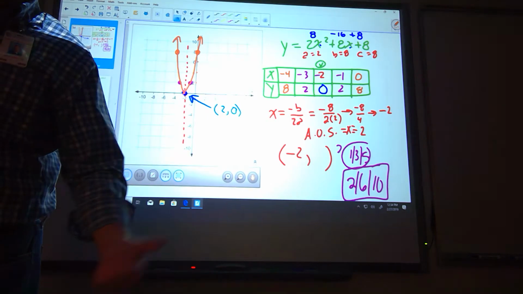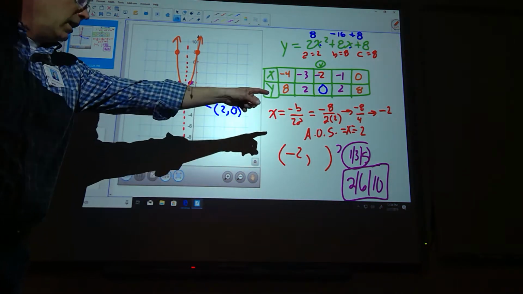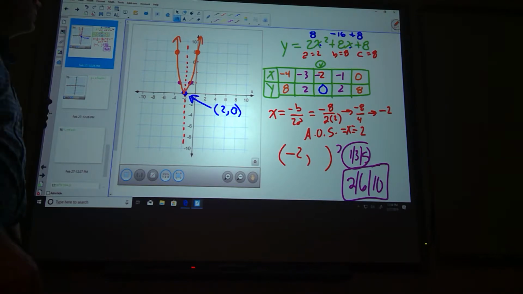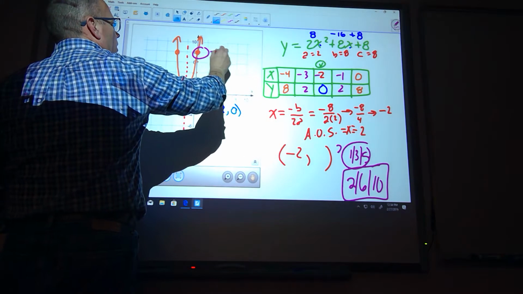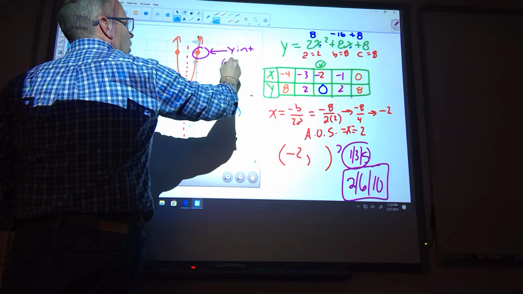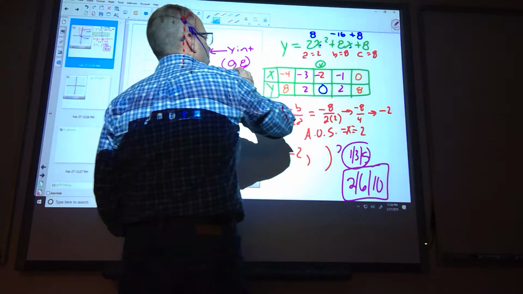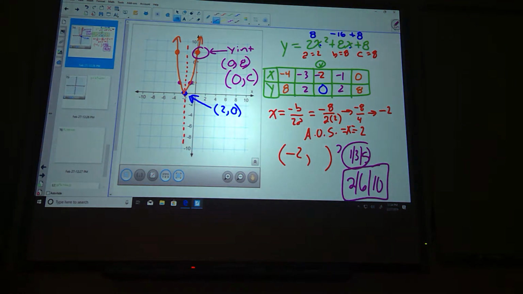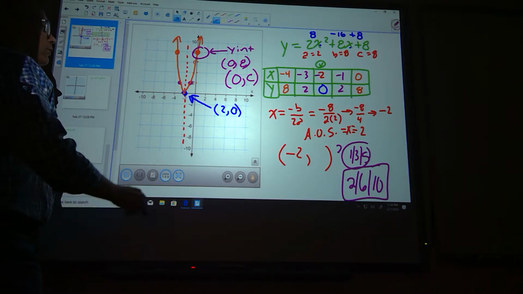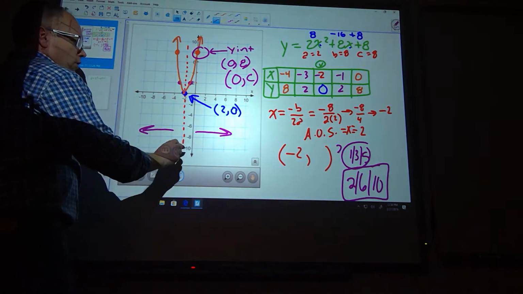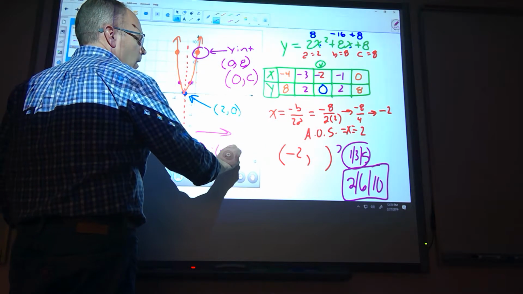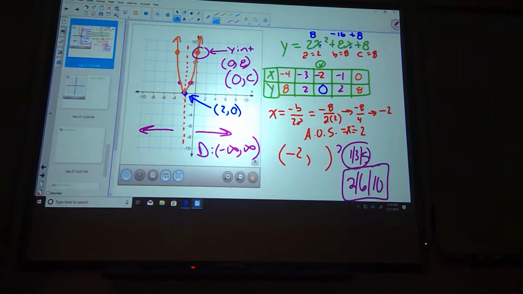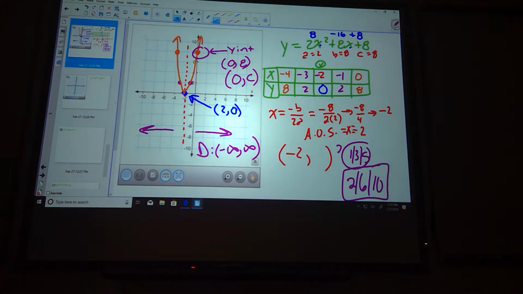All right, it says find the vertex. We have it. Find the axis of symmetry. We have that. X equals -2. Find the y-intercept. This right here is the y-intercept. That's at 0, 8. Okay, the y-intercept is always 0, c. What's my c value? 8. So does that make sense? All right. And what is the domain on this one? So it's going to go forever this way and forever this way. So my domain for all my parabolas I'll use in Algebra 1 will go from negative to positive infinity. The range is going to switch up on you, but we didn't ask for that.